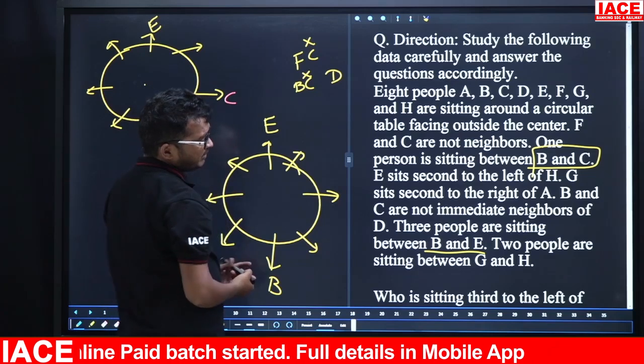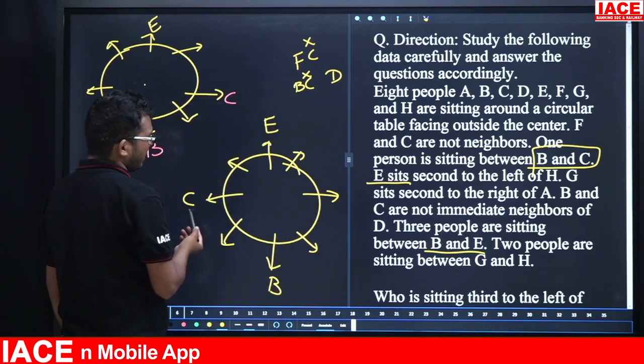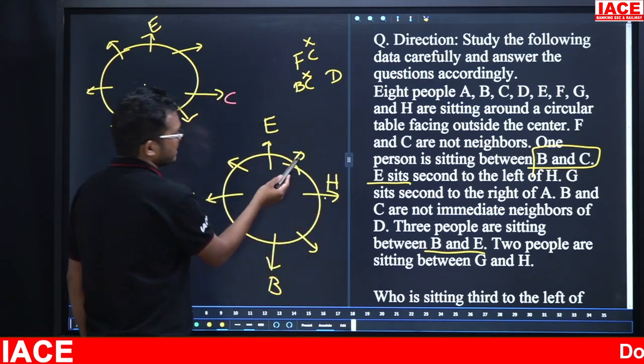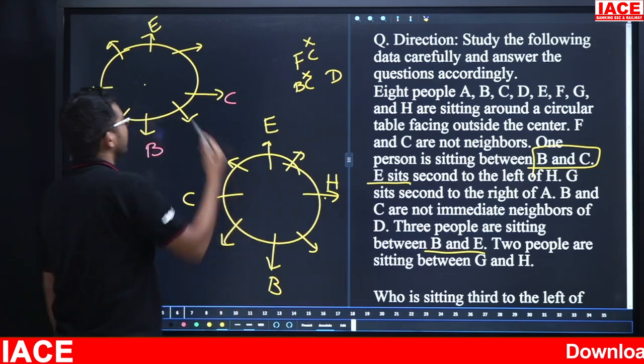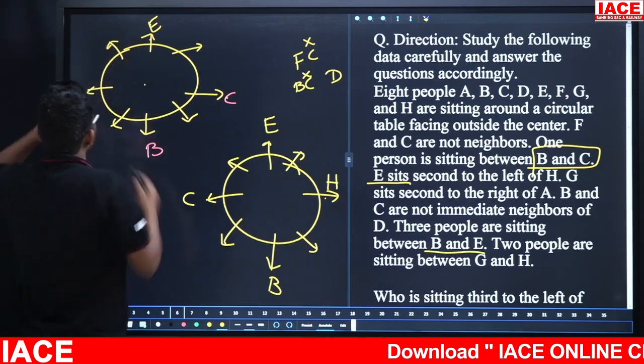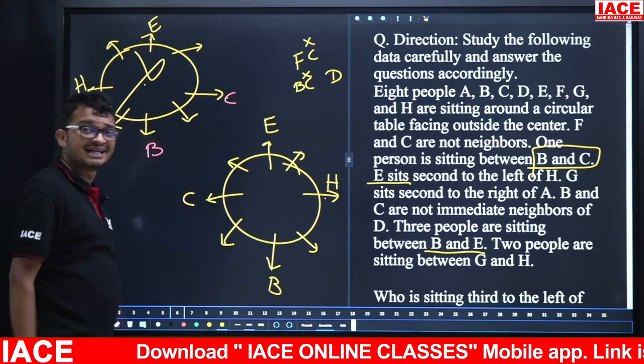Friends, about E: E is second left of H. For H, the first left, the second left is E. In this case, E is second left of H, so for E, the second person, here no chance. If I take H here, then E is second right of H, but our requirement is second left.